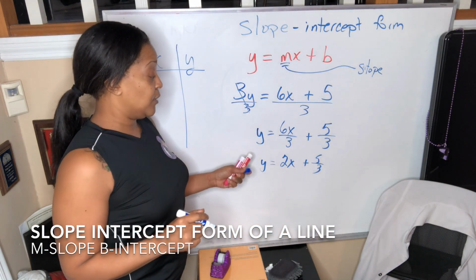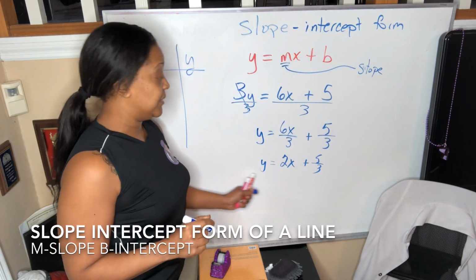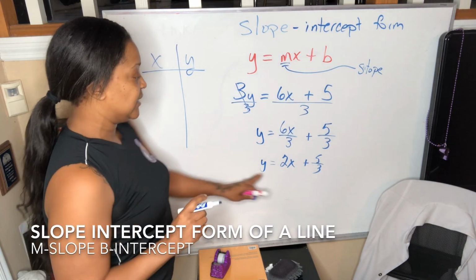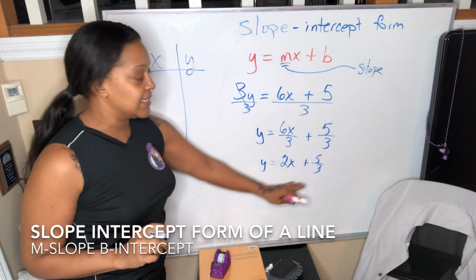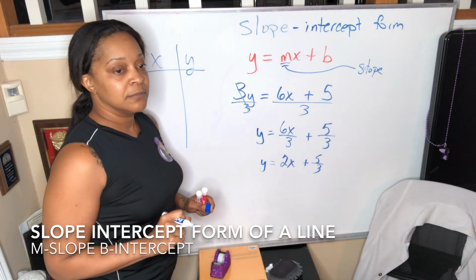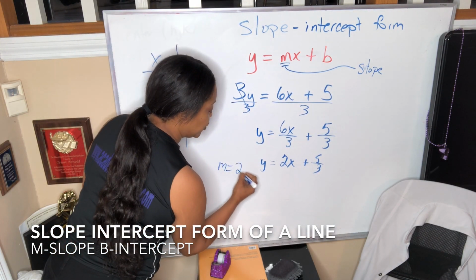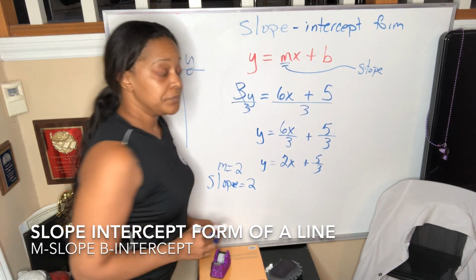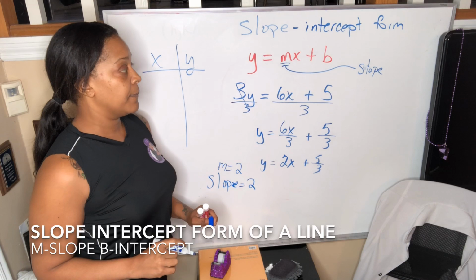Okay. So now we have slope intercept form. And even though it looks crazy, if your choice on the test was, what is the slope of this line based on this equation? What's the slope? Say it. 2. Okay. So m equals 2. So your slope equals 2, just from looking at this equation.